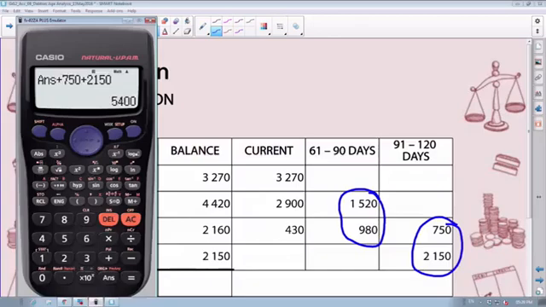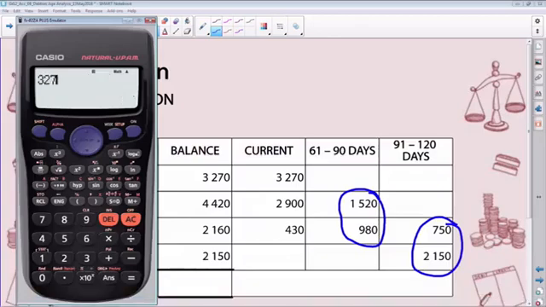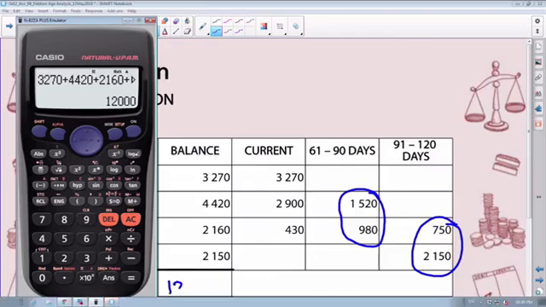That amount would be 3,270 plus 4,420 plus 2,160. Can you see what I'm doing? I'm adding the total balances of my outstanding debtors plus 2,150 to give me a total of 12,000 Rand. So this total here is 12,000 Rand. What does it represent? It represents my total debt that is outstanding.